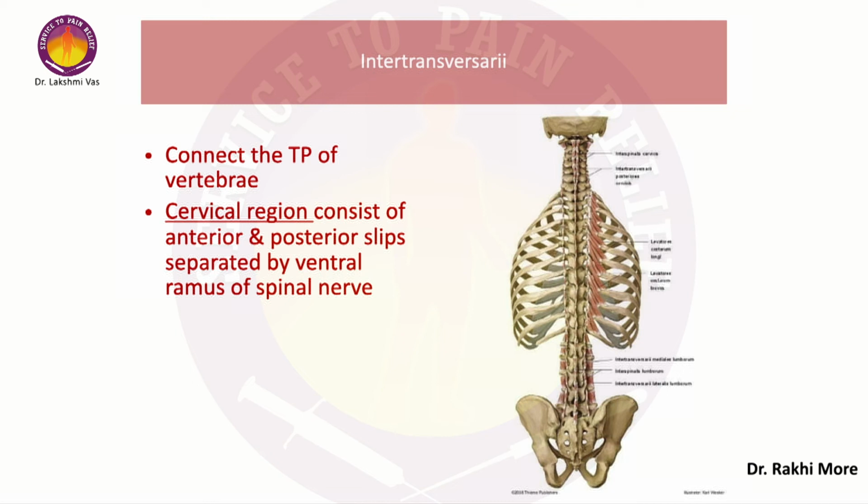This may not be of very much importance to you, but the only important thing over here is that in the cervical region, it consists of the anterior and the posterior slips, and they are separated by the ventral ramus of the spinal nerves. Developmentally, the anterior slip belongs to the ventral group of muscles, so it is supplied by the ventral ramus, and the posterior slip is supplied by the dorsal ramus of the spinal nerve.